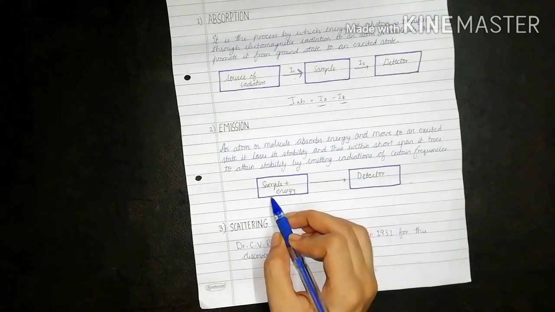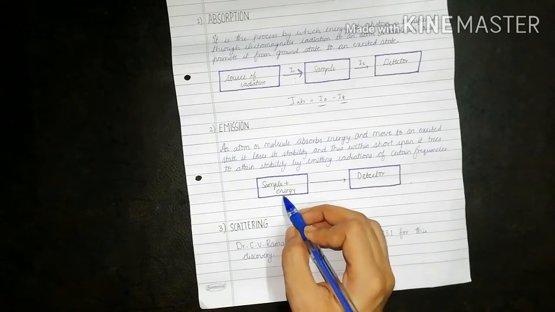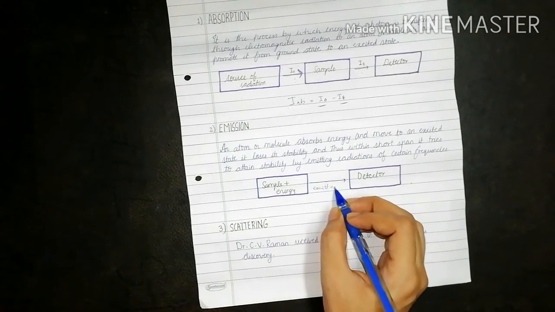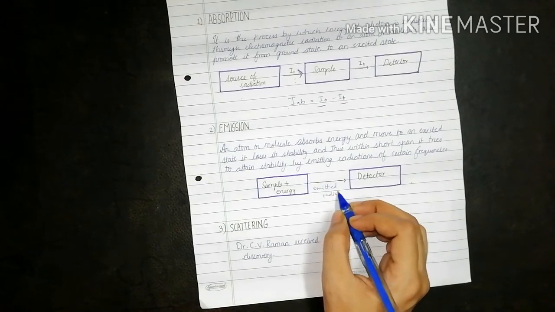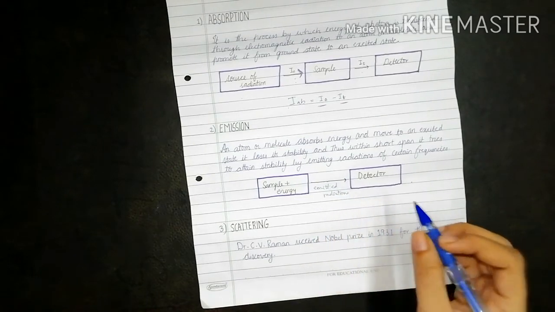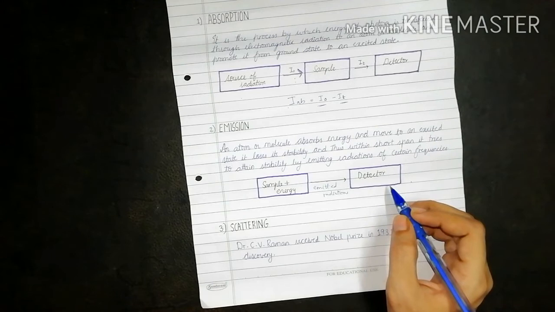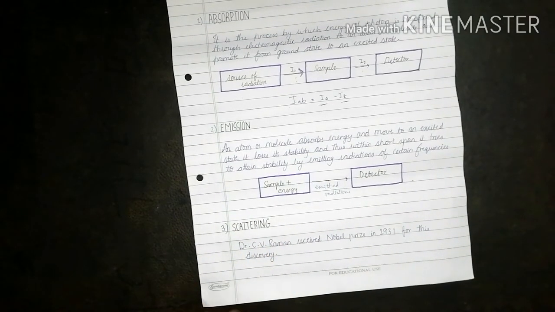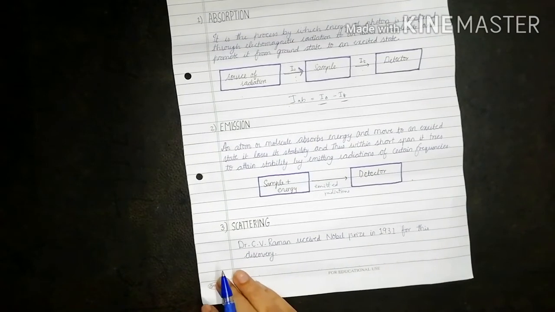Now here is my sample that contains energy and it is emitting radiation, and the radiation that is emitted is measured by the detector, and thus the process of emission is completed. Now moving to the third one.